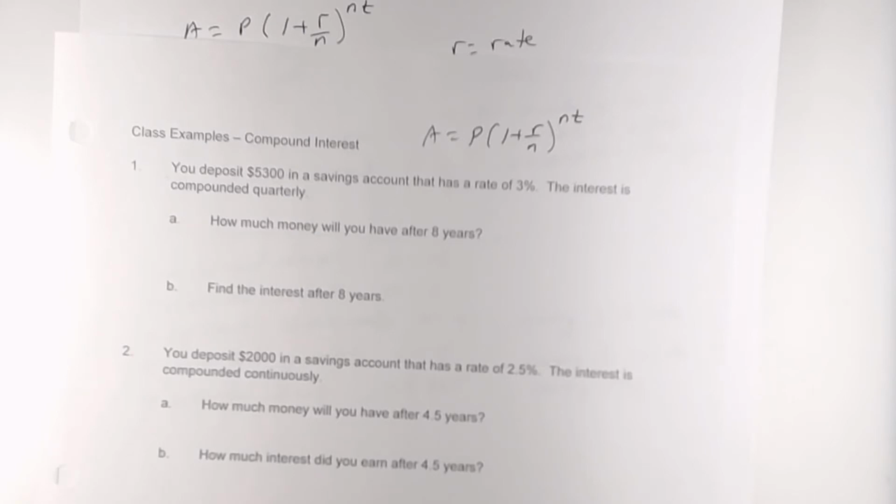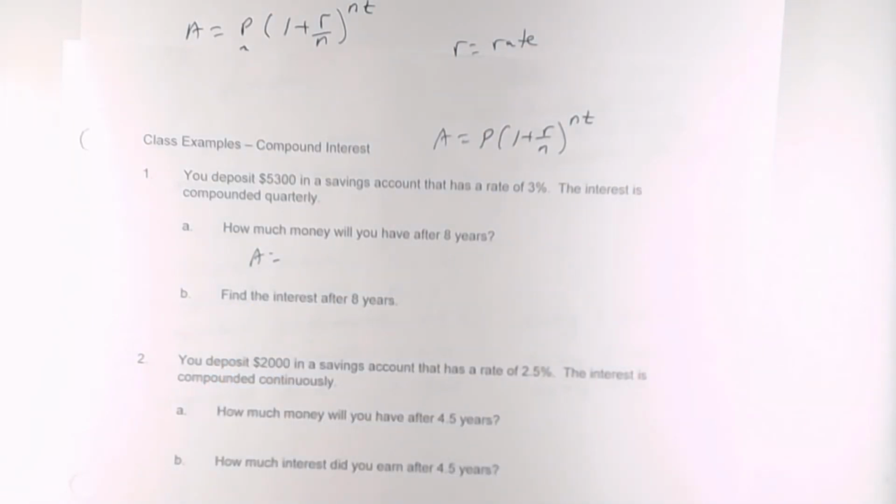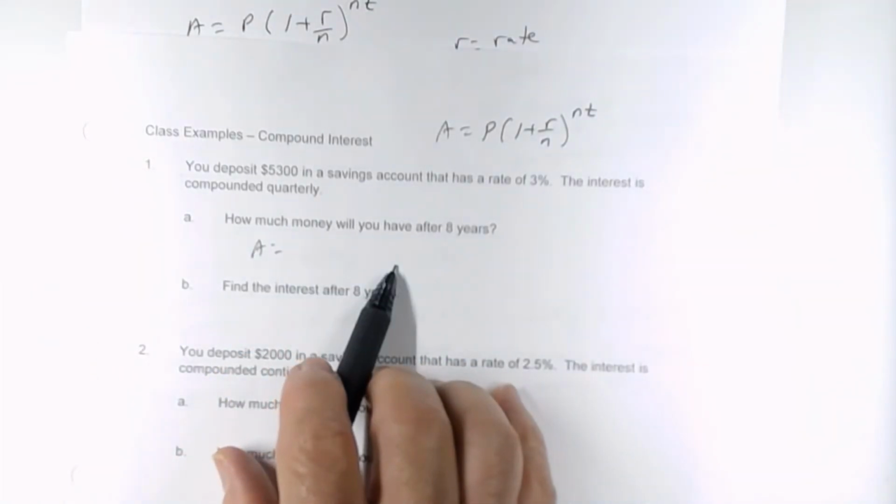How much money will you have at the end of 8 years? A. The letter A. So all these other letters, you better know something about all these other variables. So you're going to say A equals. The work I want to see, when it says show work for the worksheet, here's what I'm asking. Make sure this is what you're writing down.